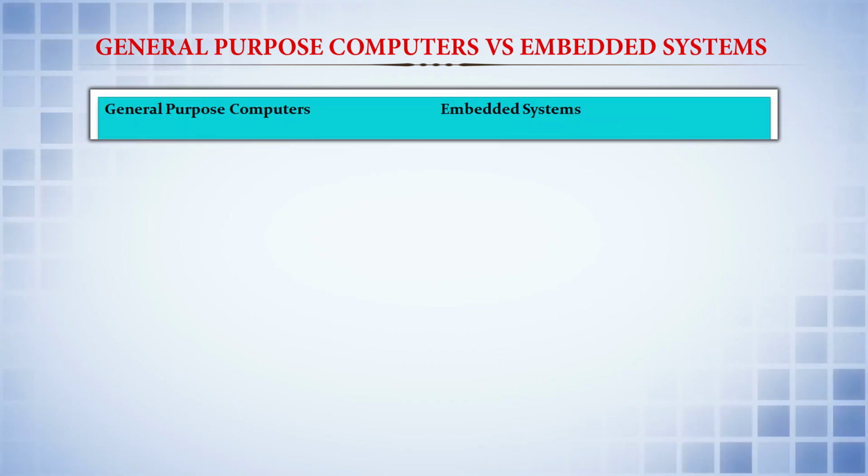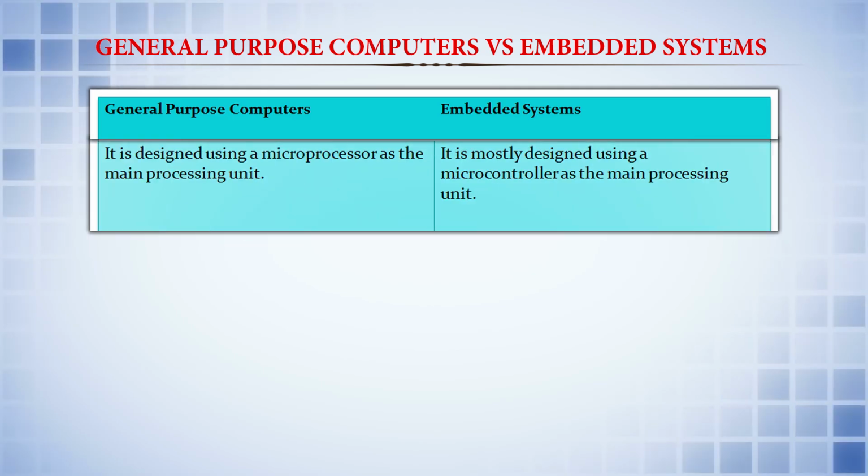Before learning the embedded operating system, let us concentrate on what are the basic differences between general purpose computers and embedded systems. So, coming to general purpose computers, they are designed using a microprocessor as the main processing unit. In embedded systems, we have learned that microcontrollers will be used, and this system we can't treat as a full-fledged system. However, these are meant for special tasks.